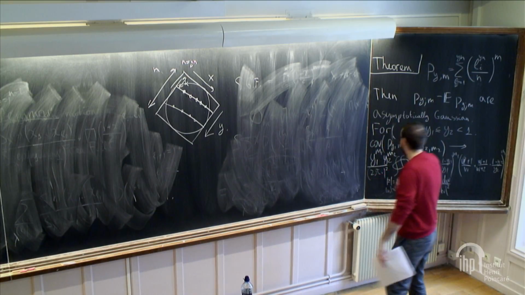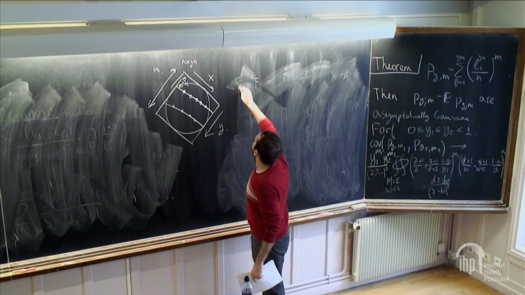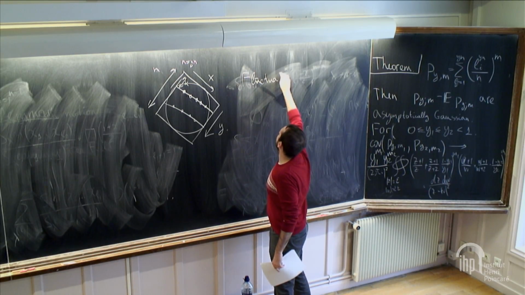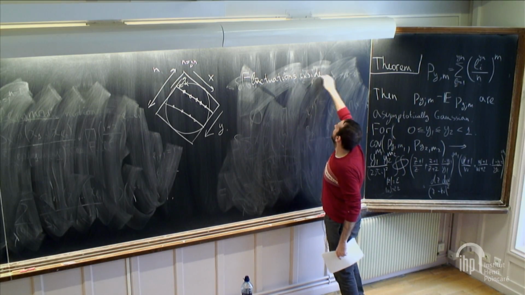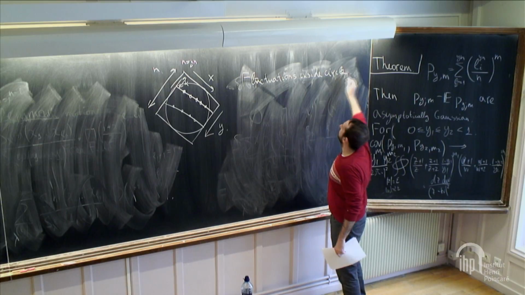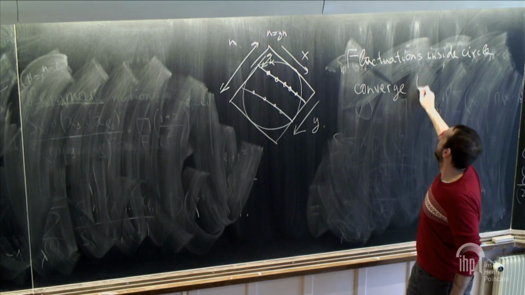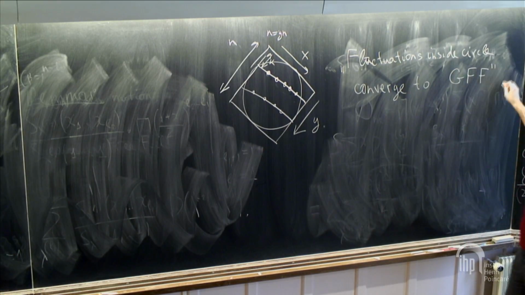And I want to say that this theorem means that fluctuations inside the circle converge to the Gaussian free field. So that's a statement that I will be trying to explain.